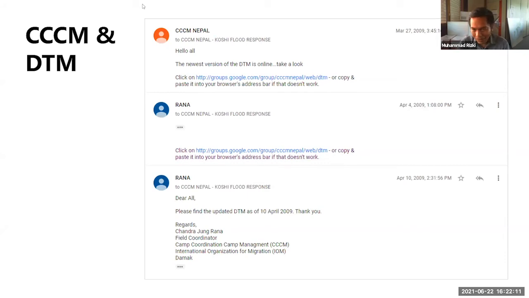But just to set the context quickly, just today I tried to find the oldest online available reference to DTM and CCCM, and I stumbled upon this exchange from 2009 during the Cauchy flood response, where the DTM was implemented inside the CCCM. So it's a CCCM mechanism to collect multi-sectoral data for the management of camps as well as the coordination of the cluster itself.